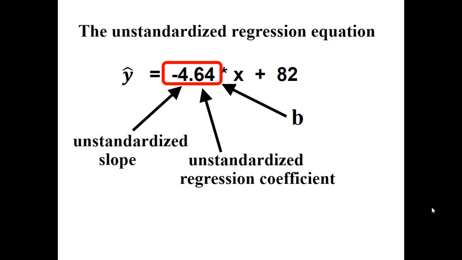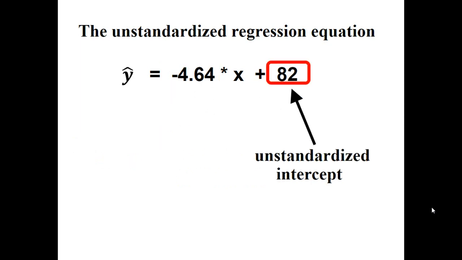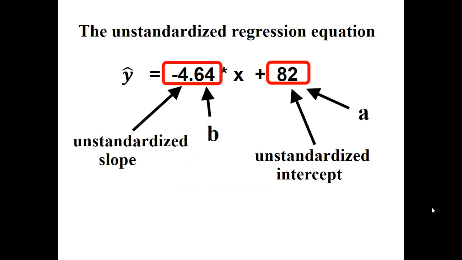The algebraic symbol for the unstandardized regression coefficient is the letter b, lowercase b. This number is the unstandardized intercept. And its algebraic symbol is the letter a, lowercase a. Now, there's something here that may be confusing you. The slope is b, and the intercept is a.